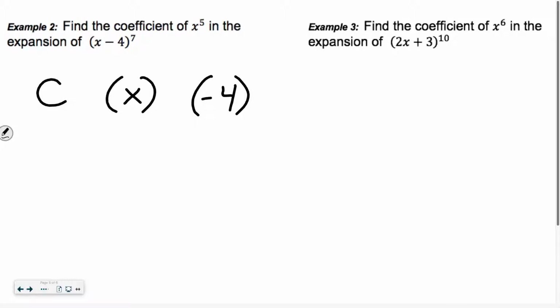For my combination, what's the total that I'm going to be choosing from? 7. 7, because that's the power, right? So n is equal to 7. Okay, this is probably the trickiest part of the whole thing. What are you choosing?